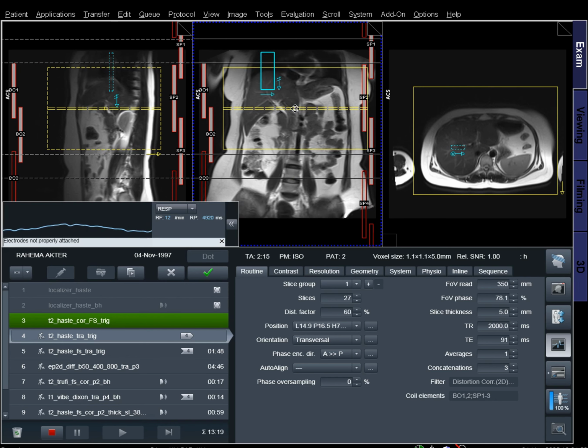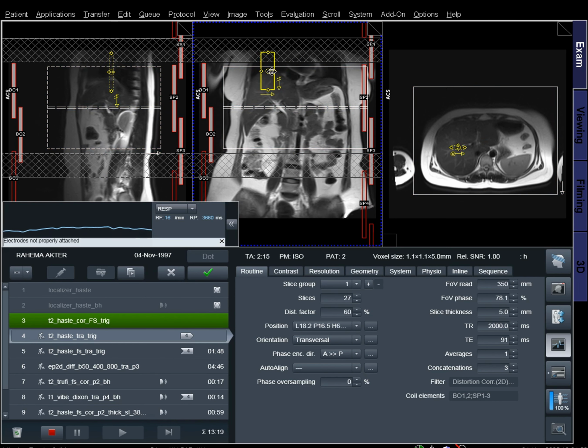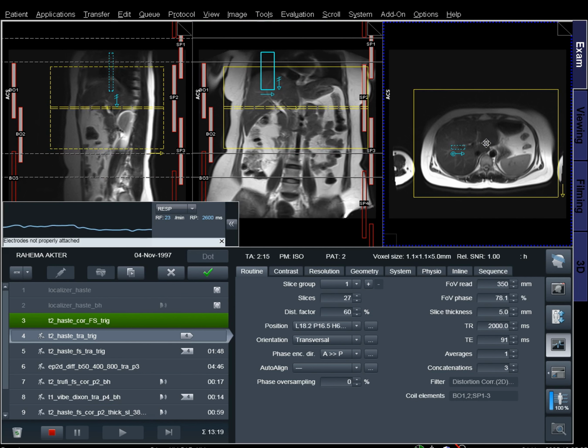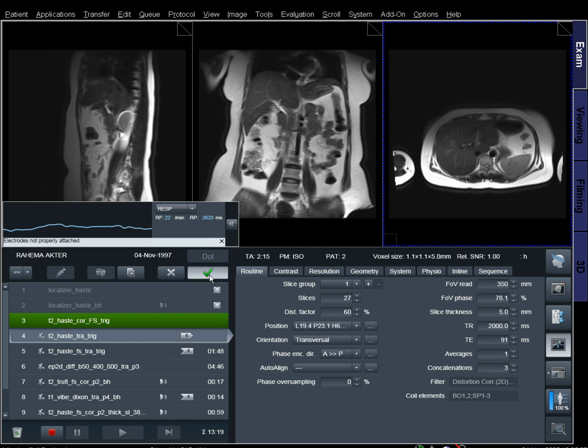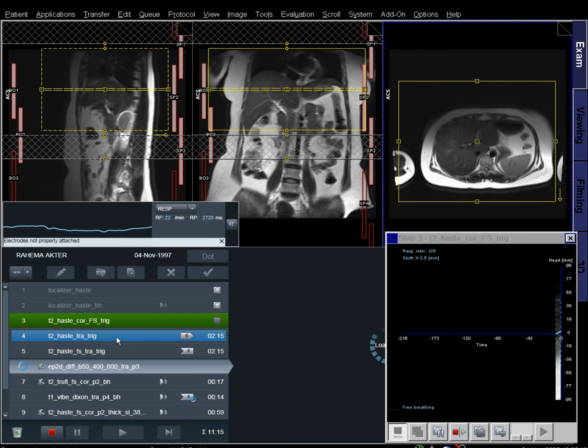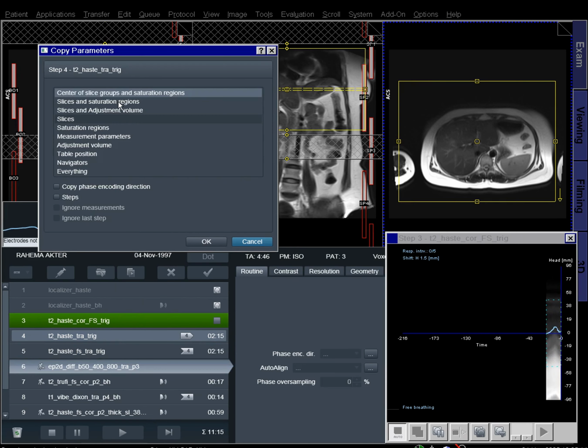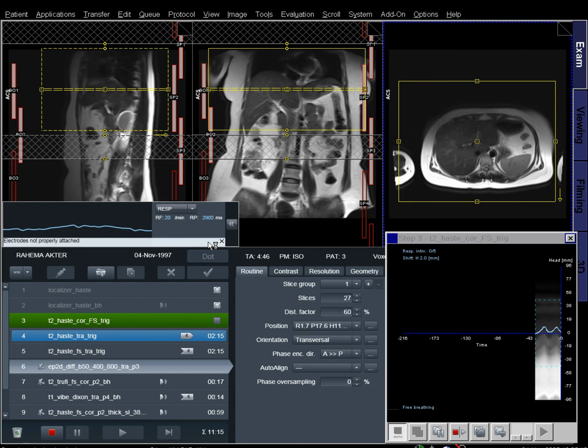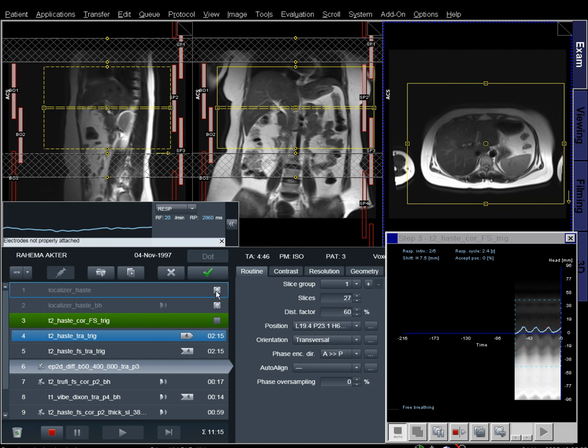The phase direction should be from right to left to minimize ghosting artifacts from the anterior abdominal wall. Use phase oversampling to prevent wraparound artifacts. Adding saturation bands on the top and bottom of the axial block will help reduce arterial pulsation and breathing artifacts. Instruct the patient to breathe gently throughout the scan.